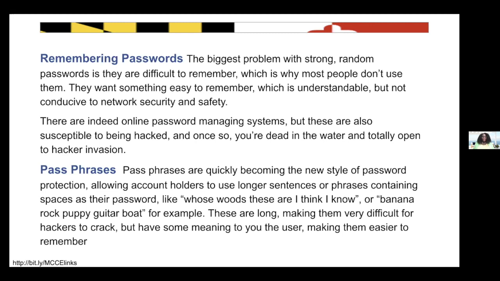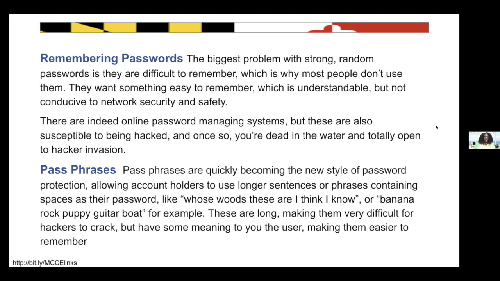So here is a phrase like, whose word these are, I think I know. I think that is easily guessable, but something like that. Or banana, rock, puppy, guitar, boat. That's another phrase. For example, these are long, making them very difficult for hackers to crack, but have some meaning to you. So if you could find some phrase that has meaning to you, and then you completely corrupt it, mix it up, and only you know how, then that is going to be a good password.